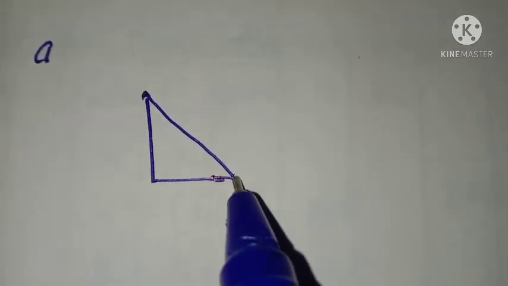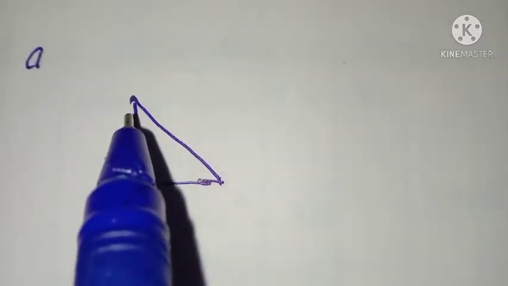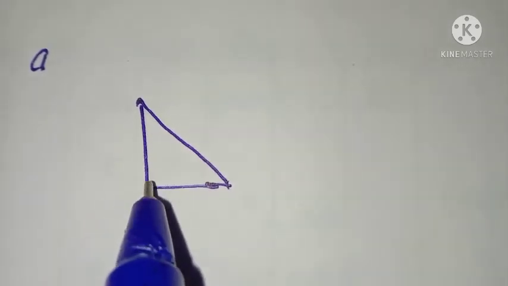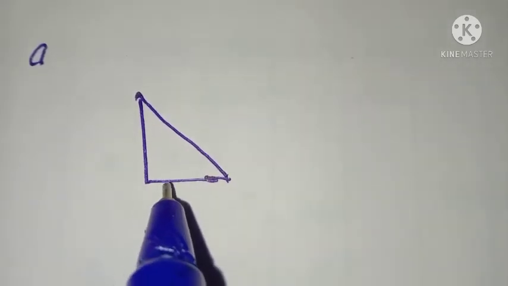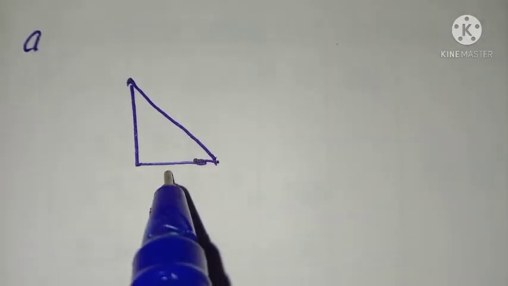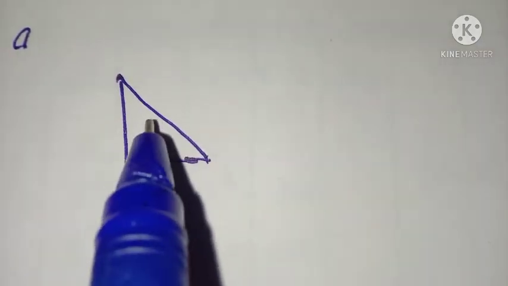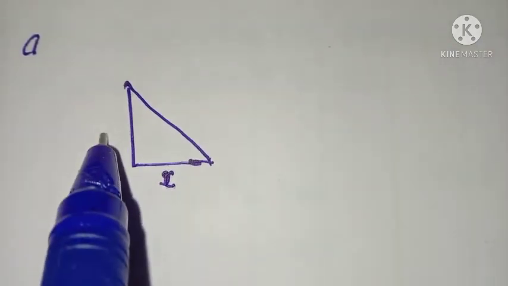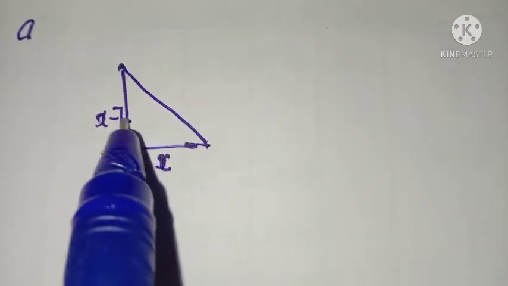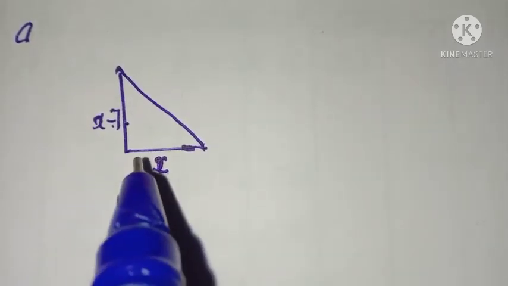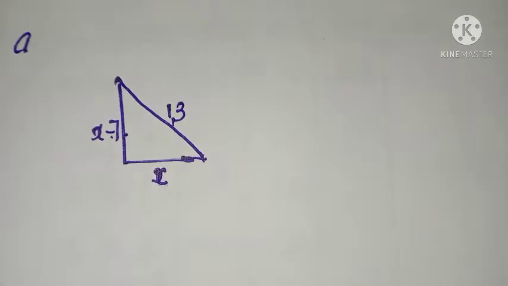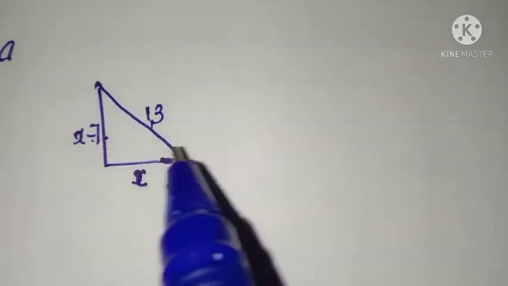See, in the question it is given the altitude of a right angle triangle. So this is altitude. Altitude of a right angle triangle is 7 centimeter less than its base. If we take base as x, then the length of altitude becomes x minus 7, because altitude is 7 centimeter less than its base. If the hypotenuse is 13 centimeter, our question is find the other two sides.